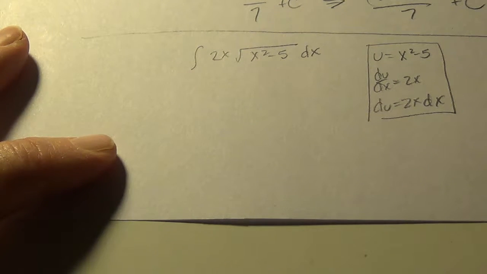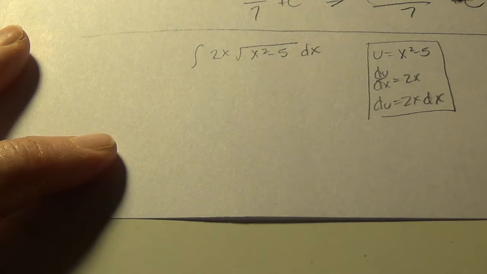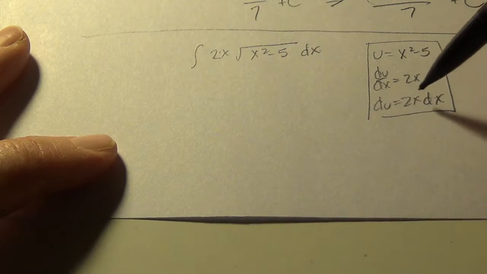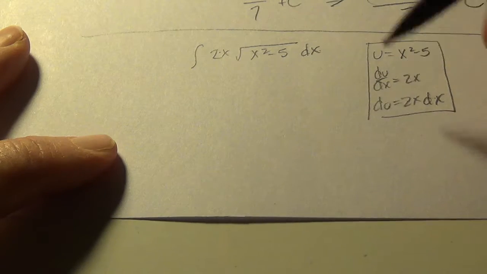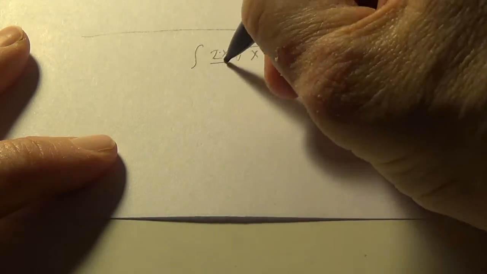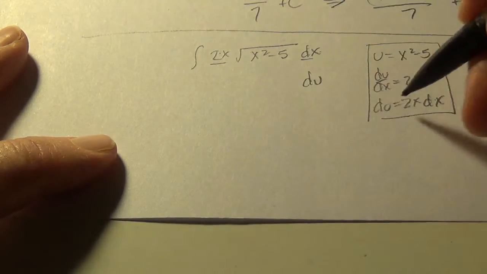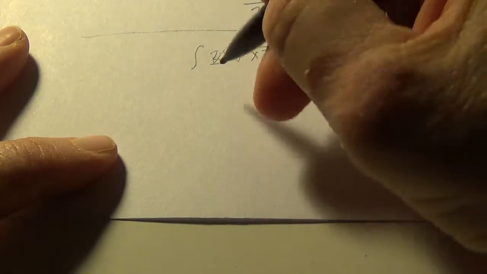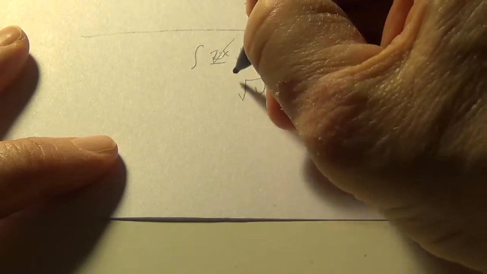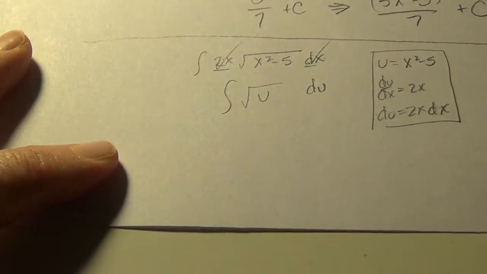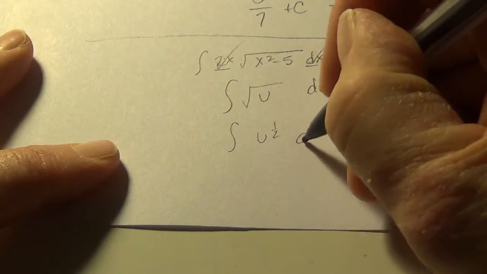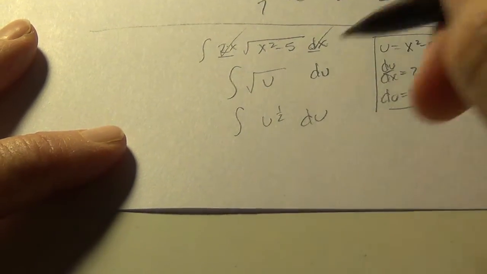So on this one, I see that I have a dx here and a 2x. So du is going to take the place of this and that. And now I've taken care of this, and then I have the square root of u. Alright, so this is working out like the others. u to the 1/2. I know how to take the integral of that.